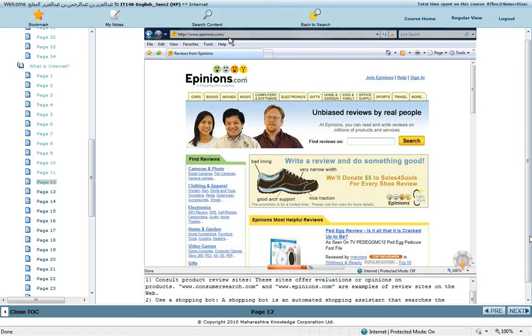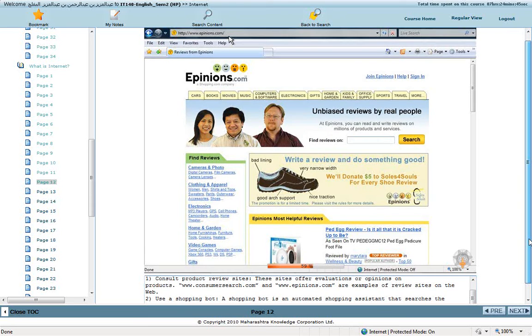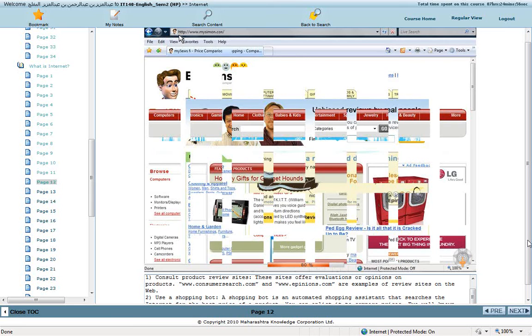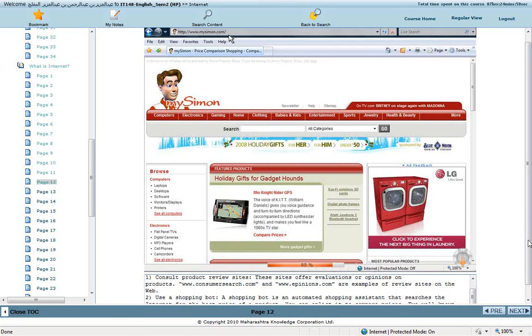Use a shopping bot. A shopping bot is an automated shopping assistant that searches the internet for the best price of a product. You can enlist it to compare prices. Two well-known shopping bots are located at www.mysimon.com and www.shopping.yahoo.com.